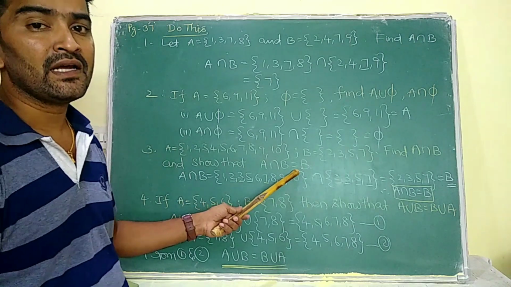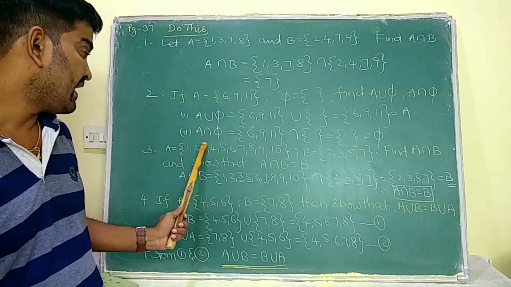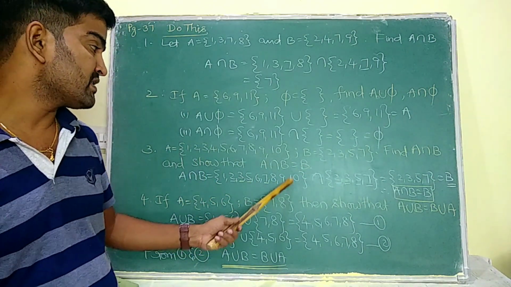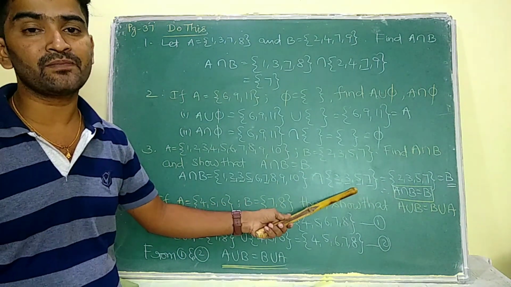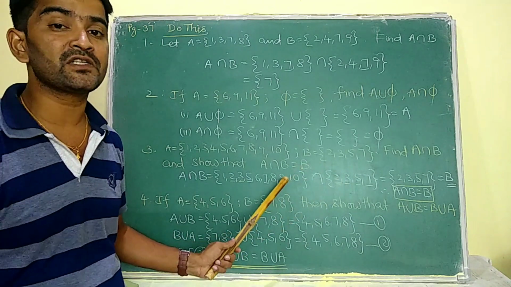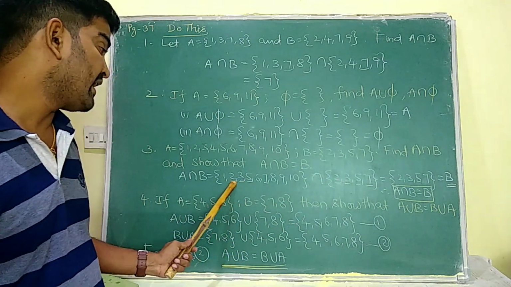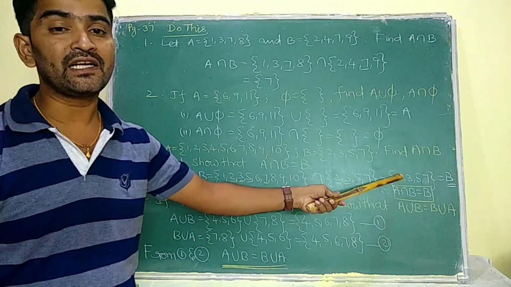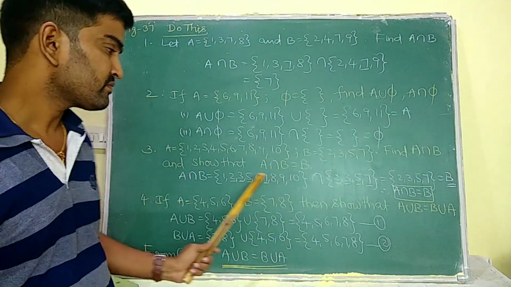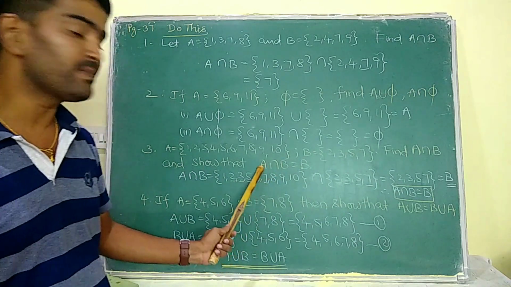First let us find A intersection B. A is the set of first 10 natural numbers. B is {2, 3, 5, 7}. We know that A intersection B means we have to write all the common elements of both A and B. So A and B have the common elements 2, 3, 5, 7. So that is nothing but our B. So A intersection B is equal to B.